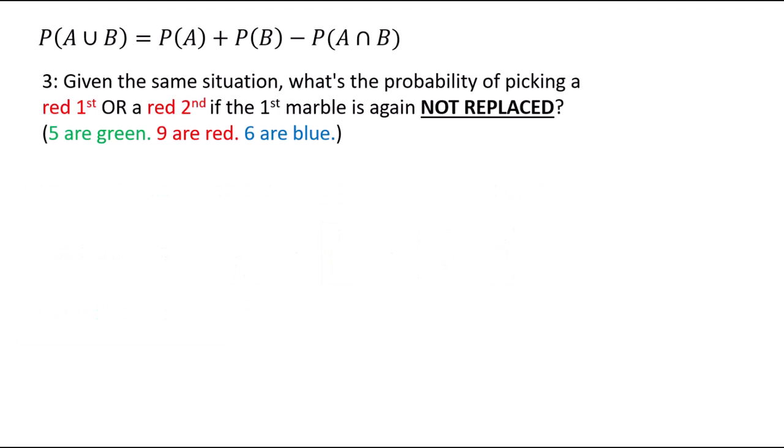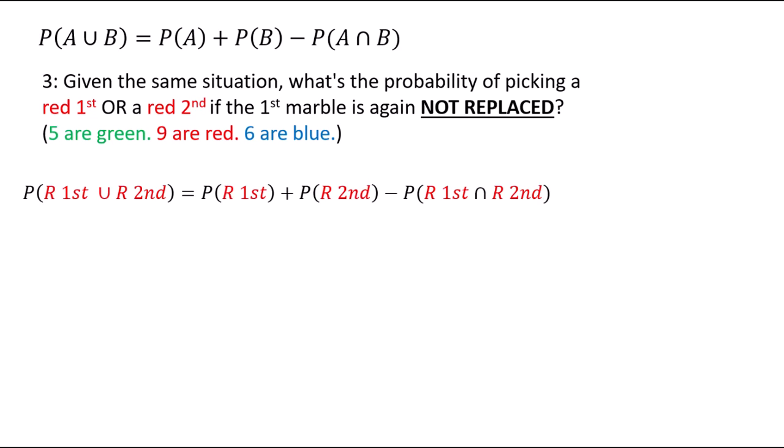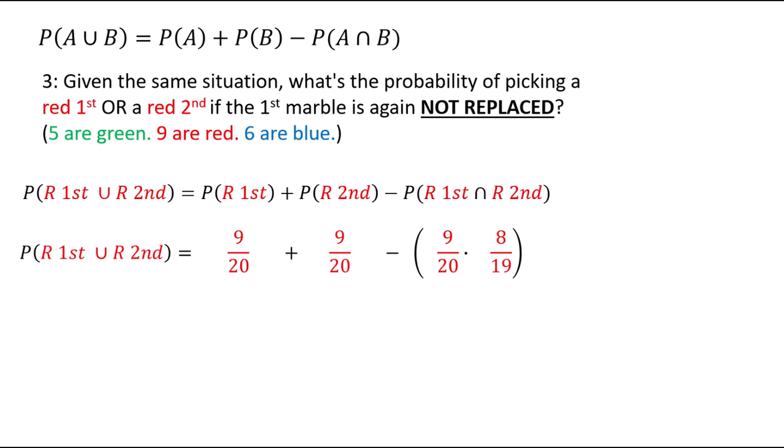All right, on to the next one. Question 3. We have another situation where we're not putting that marble back after we picked the first time, but this time we're looking for the chance of us picking a red one first or a red one second. And I'm going to add in my probability formula here. We'll use it again, and I'll plug in all my individual probabilities. So the probability of picking a red one first is 9/20. A red one second is again 9/20 because it's an independent event.